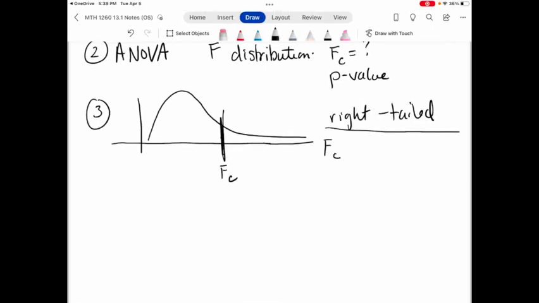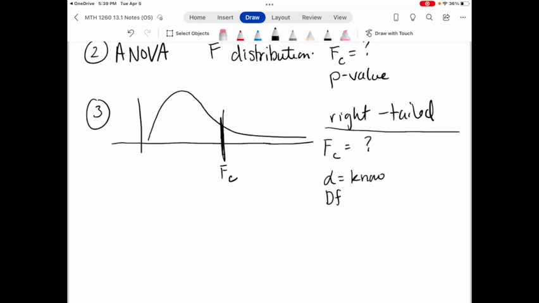To find your F critical, unfortunately, there isn't a way that I know how to do that on the calculator. There is no inverse F. So what we're going to have to do is use the tables. I've tried to let you use the calculator as much as possible up to this point in the class, but at this point, we're going to be forced to use the tables.